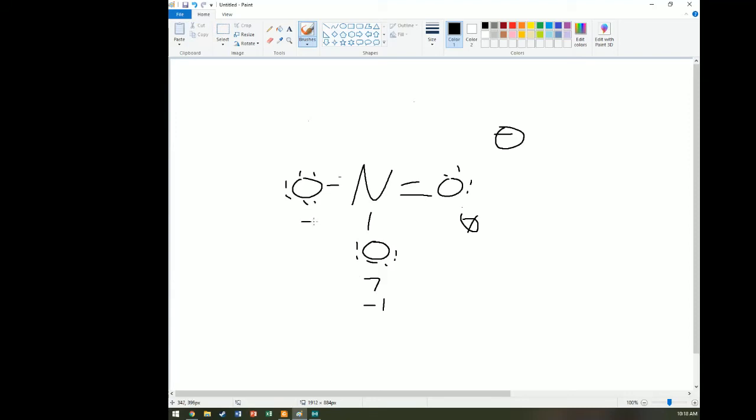Same thing here, 1 minus, 1, 2, 3, 4, 5, 6, 7. And then with nitrogen, we have 1, 2, 3, 4. Nitrogen only has 5 valence electrons, so this has a formal charge of plus 1. And these cancel, giving us our net charge of 1 minus.